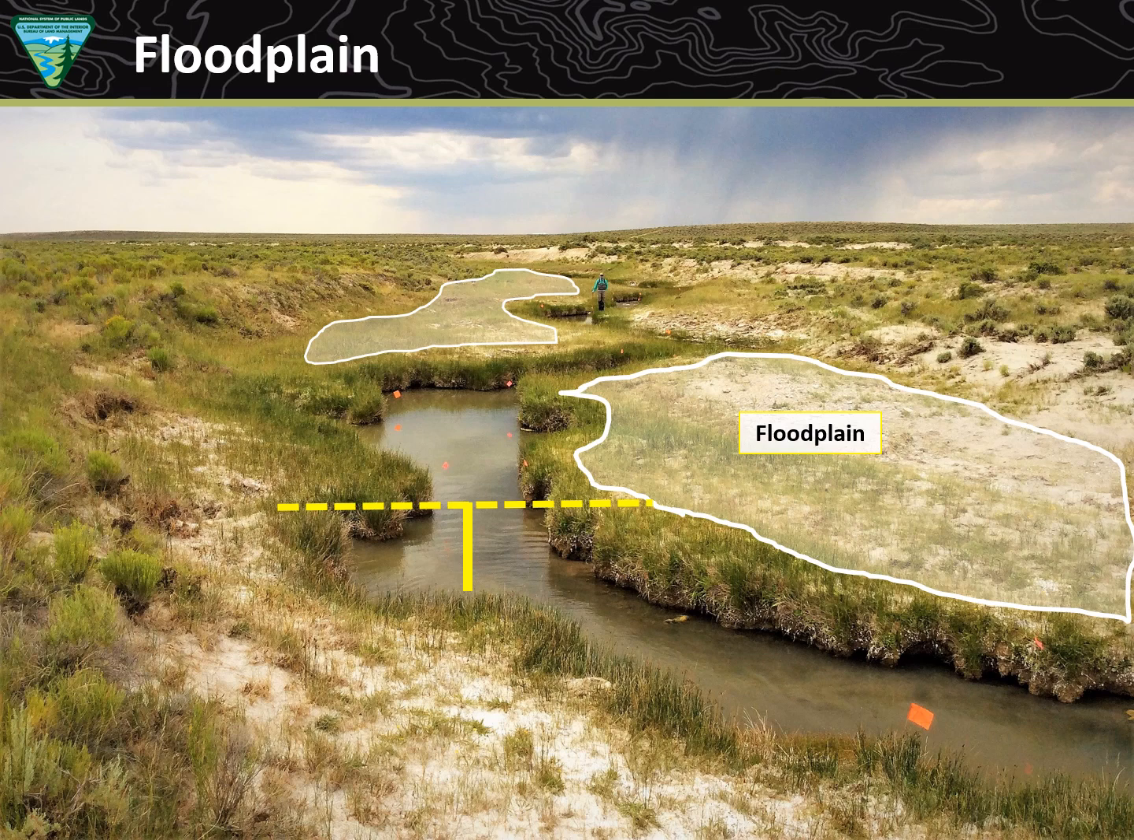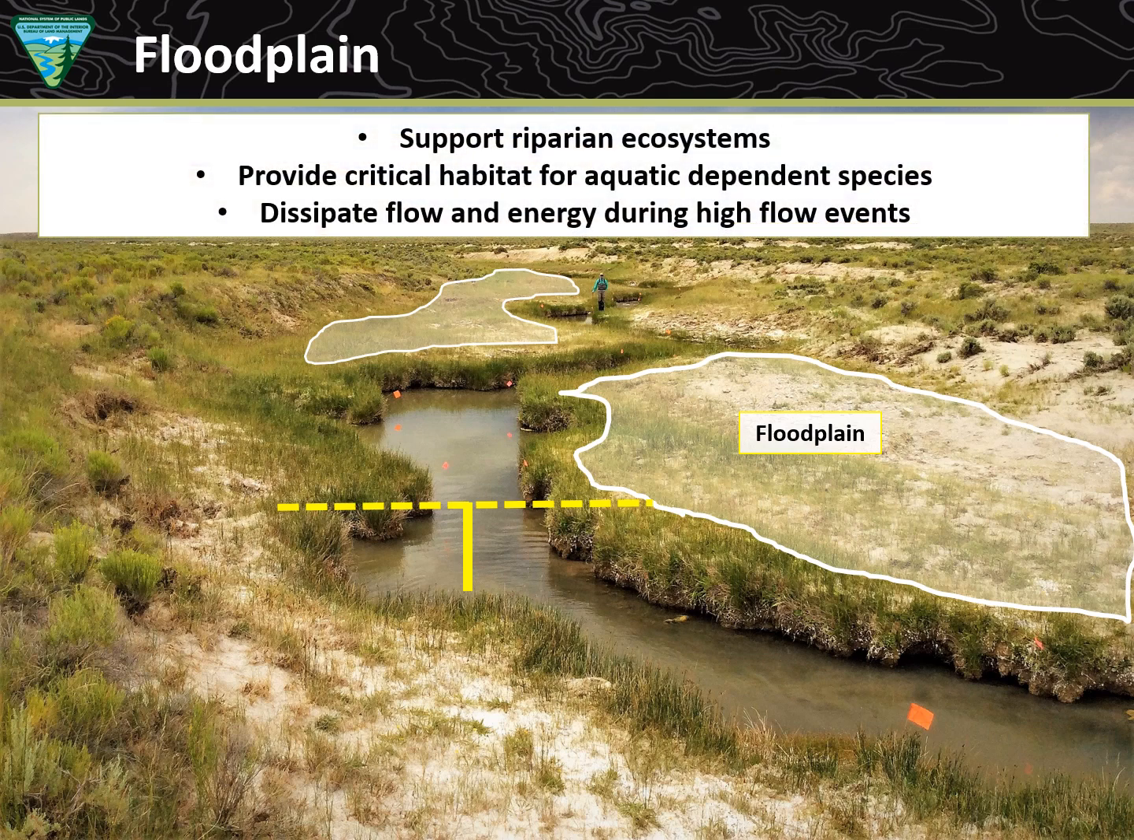The next critical concept this tutorial introduces is floodplain. The floodplain is a relatively flat surface adjacent to a stream or river that is formed by periodic flooding. In many systems, this will be located at the same elevation as Bankfull. Floodplains are important because they support riparian ecosystems, provide critical habitat for aquatic dependent species, and dissipate flow and energy during high flow events. Floodplain height is measured at all 11 main transects.